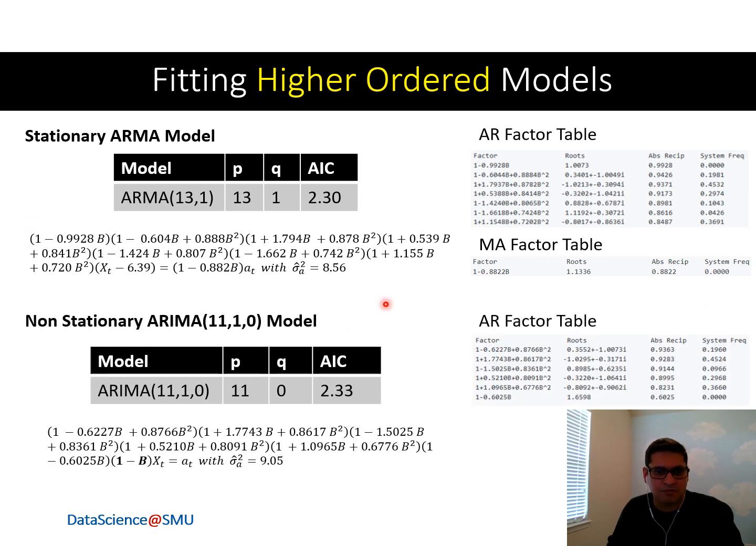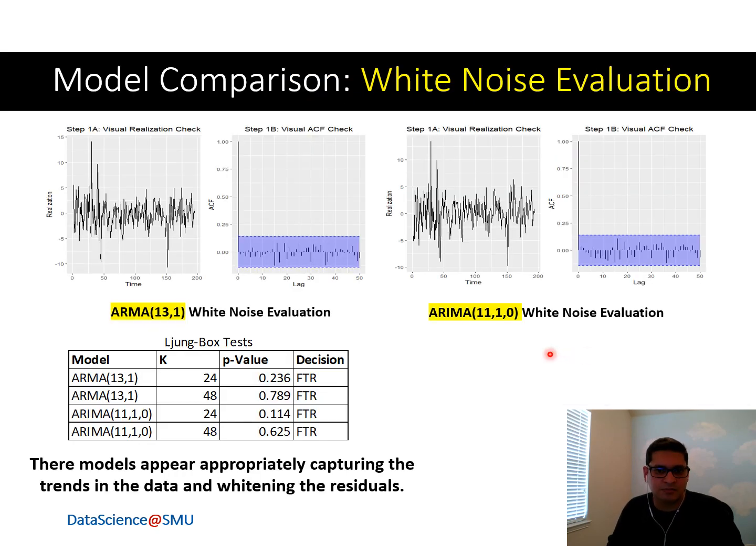Similarly, on the ARIMA, we fit ARIMA(11,1,0) after differencing the data once. The AIC for this model was 2.33 and the factored model is shown here. It had a white noise variance of 9.05. Looking at the residuals, we find that they are actually quite consistent with white noise, and even the Ljung-Box test fails to reject the null hypothesis.